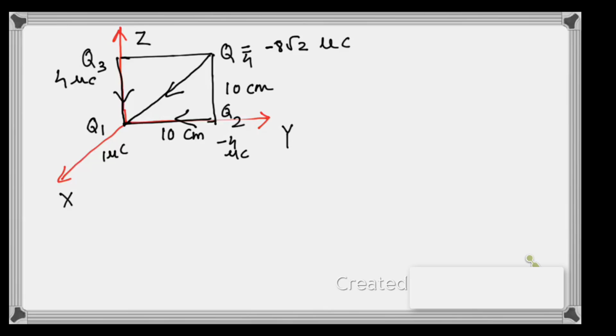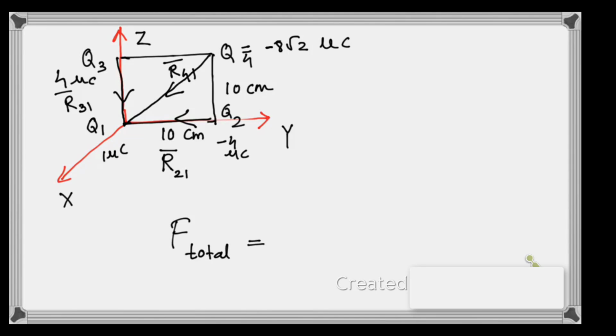Now we have to find the distance vectors. Let us name the distance vector from q2 to q1 as r21 bar, then from q3 to q1 is r31 bar, and from q4 to q1 it is r41 bar. Okay, then what is the equation? What is the total force?